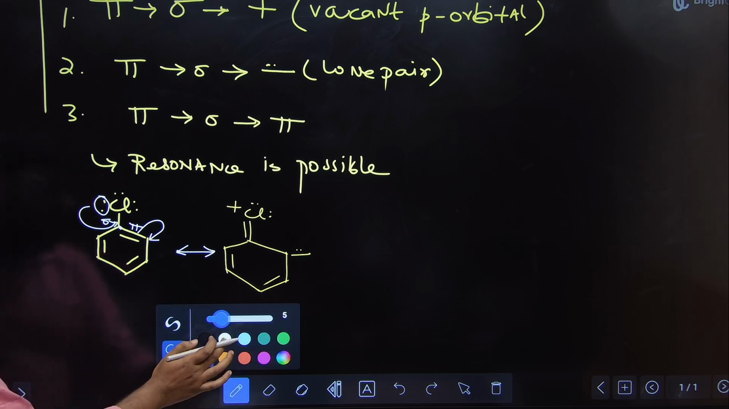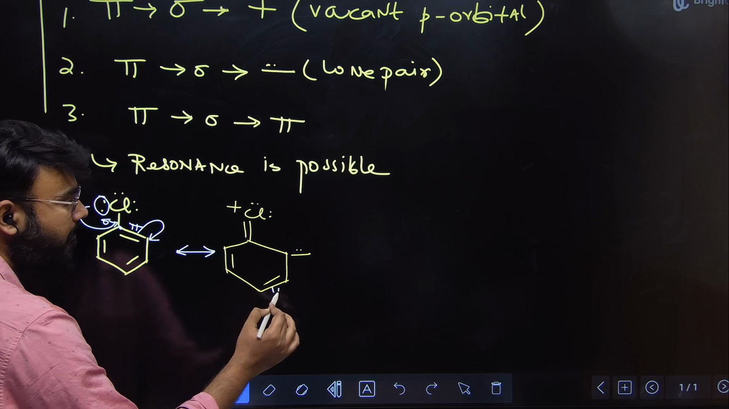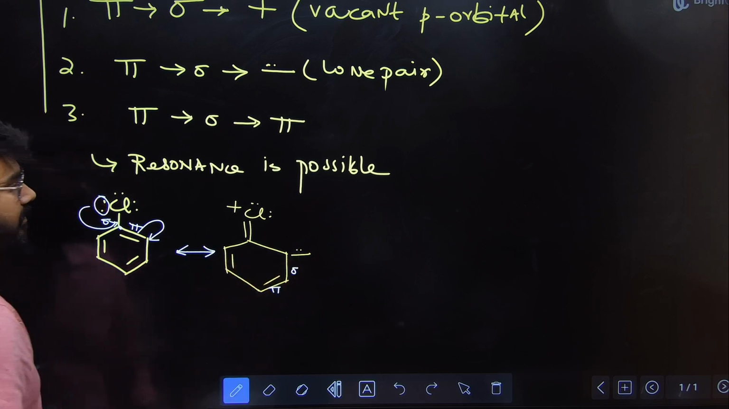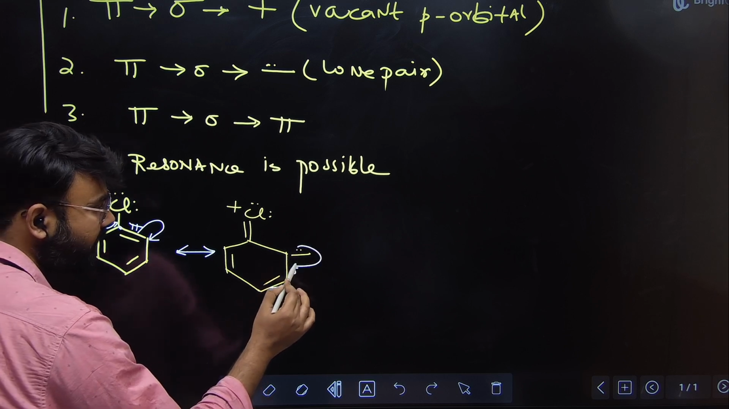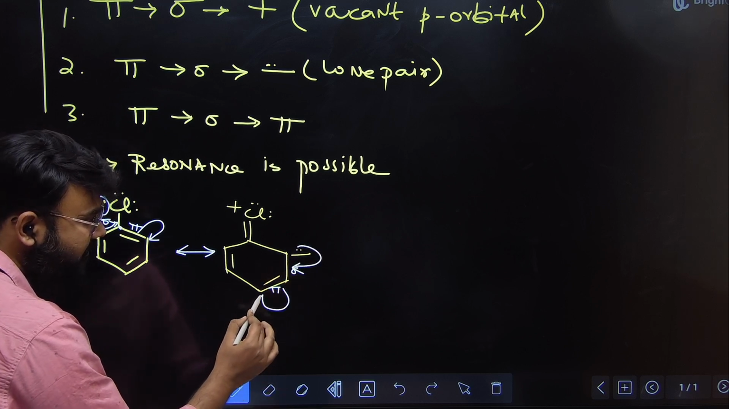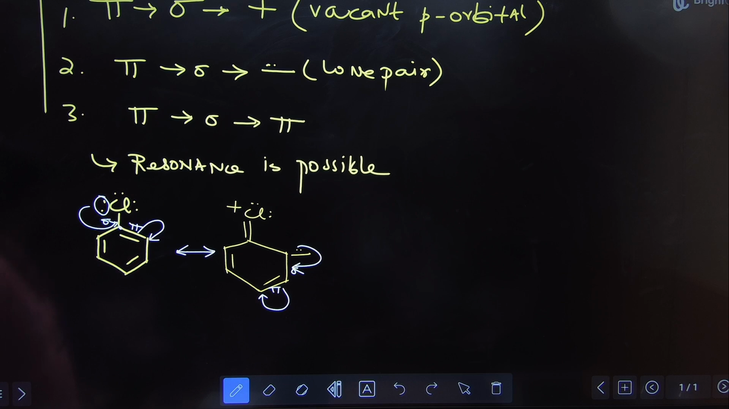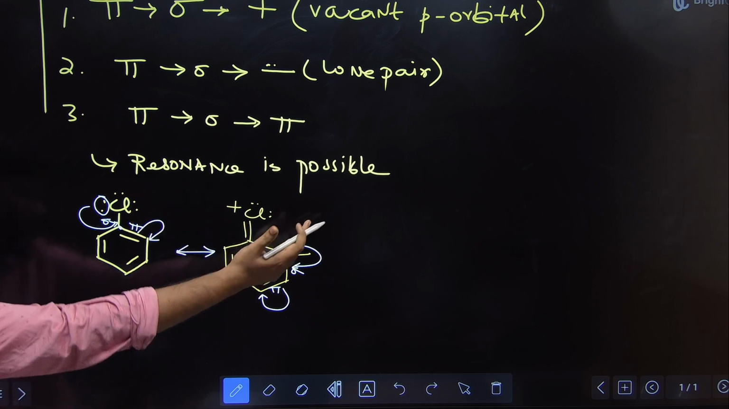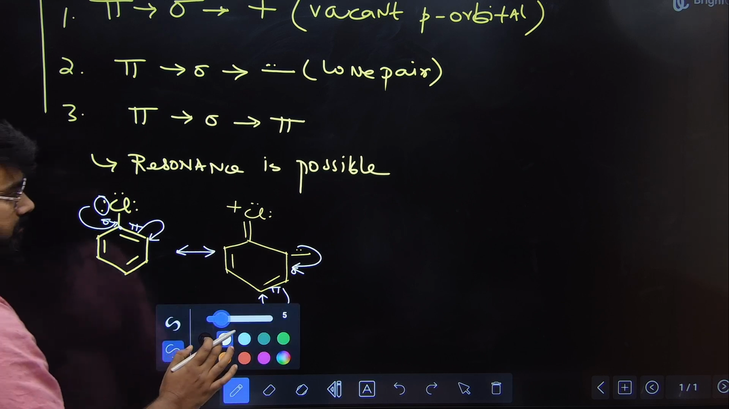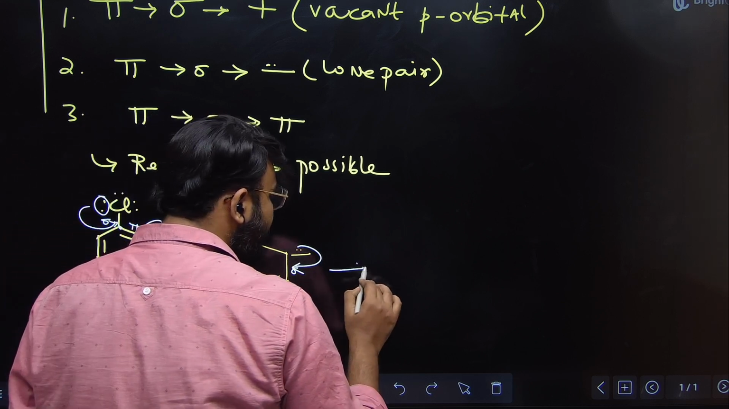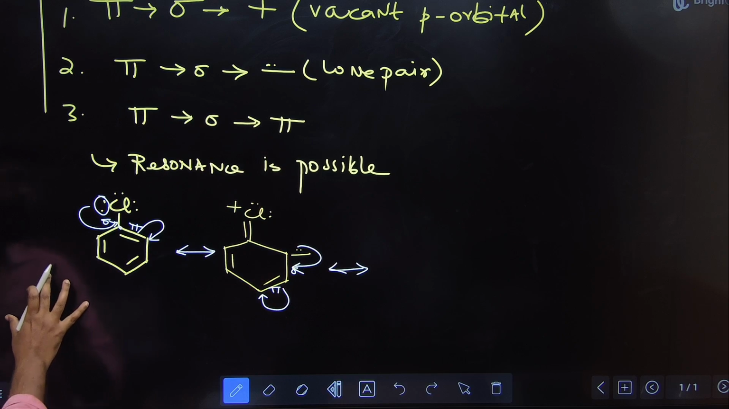Now, do you see the same pattern again? Pi, sigma, lone pair. Again, same story. Now, this lone pair will go here and this pi will shift here. Got it? No? So, those who know, please complete it. And those who are learning, please see here. Online, do the same thing. If you already know it, please finish it off.